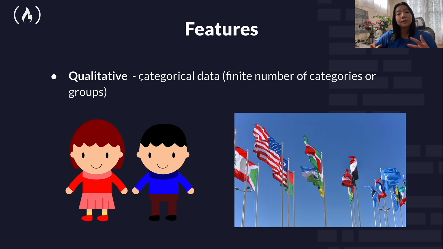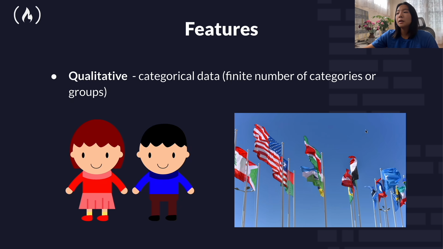Now, there are different types of features that we can have. We might have qualitative features, and qualitative means categorical data. There's either a finite number of categories or groups. One example of a qualitative feature might be gender. In this case, there's only two here, for the sake of the example. I know this might be a little bit outdated. Here we have a girl and a boy. There are two genders, two different categories. That's a piece of qualitative data.